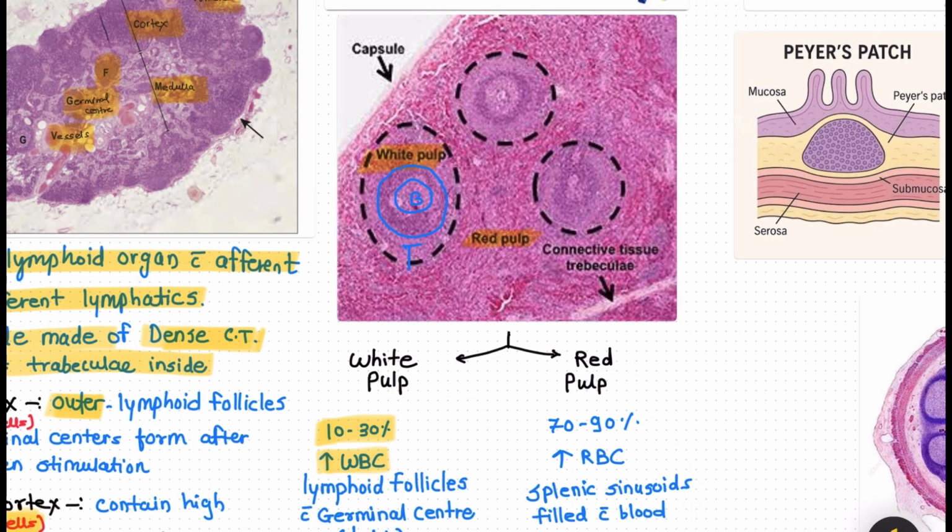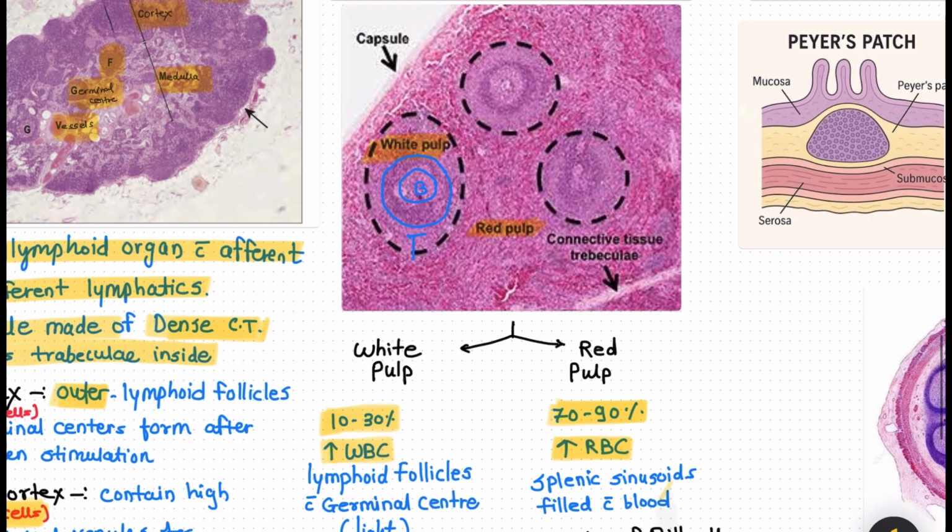Red pulp occupies 70 to 90% of the portion of the spleen, and it produces more RBCs. It contains splenic sinusoids which are filled with blood. So red pulp is made up of splenic sinusoids filled with blood, whereas white pulp is made up of B lymphocytes and T lymphocytes.